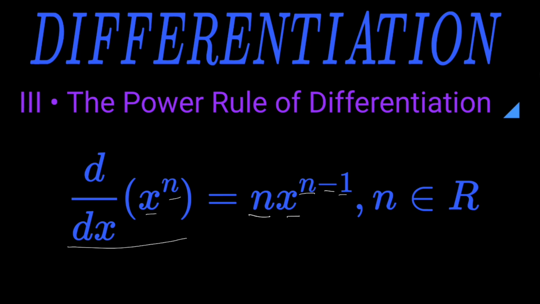So what can we note? We know that this works for n an element of the real numbers. And what are real numbers? A real number can be a negative whole number, a positive whole number, a fraction, and it can even be a decimal, but all of these are real numbers. So this power rule works for all real numbers.